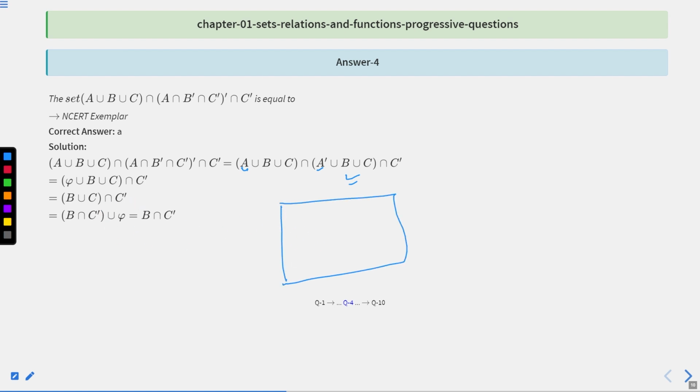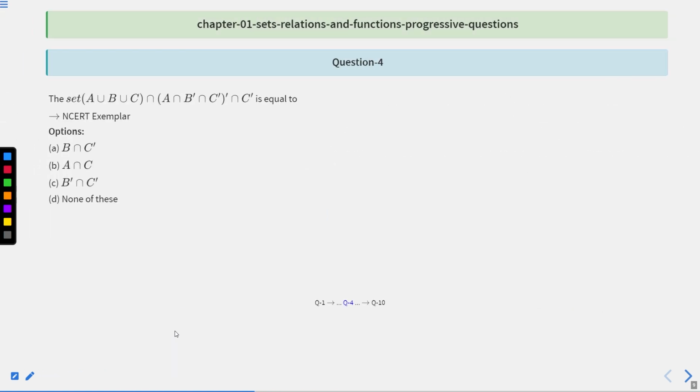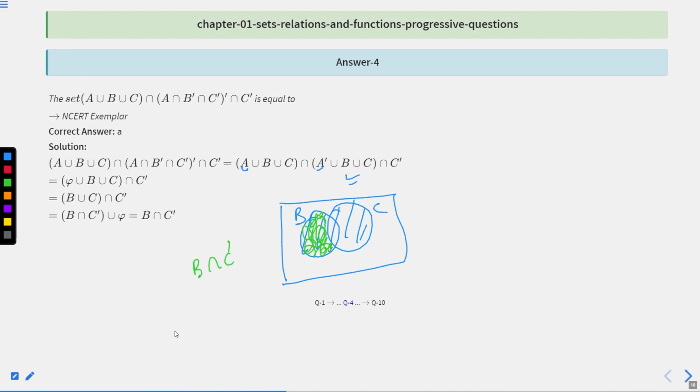Now (B ∪ C) ∩ C'. We can see by Venn diagram. See, it is B, it is C, right? B ∪ C is this, intersection C' will come to this point, right? So this green portion will be B ∩ C'. So the correct option should be B ∩ C', option A should be the right choice.